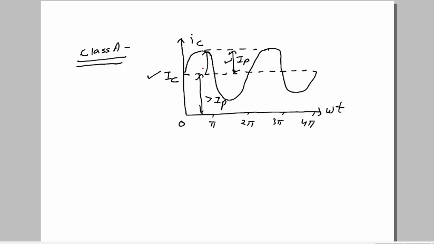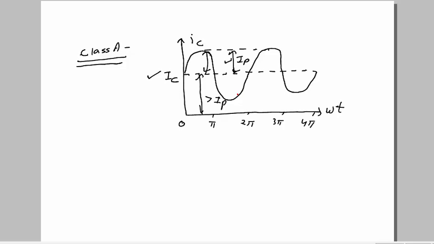Thus the transistor in a class A stage conducts for the entire cycle of the input signal, that is, the conduction angle is 360 degrees. You can see that from 0 to 2 pi, one cycle is completed. This is the class A output stage or power amplifier.